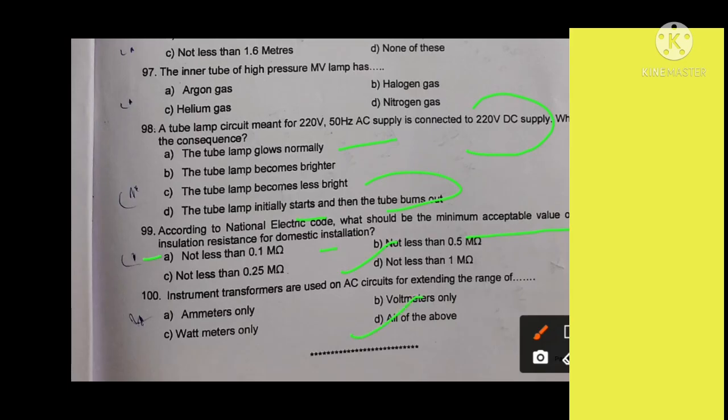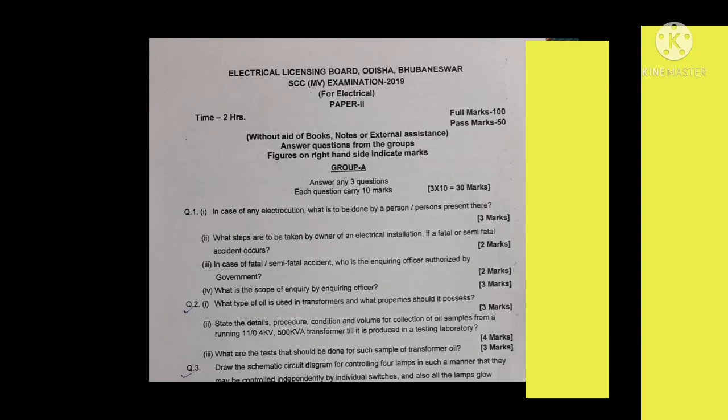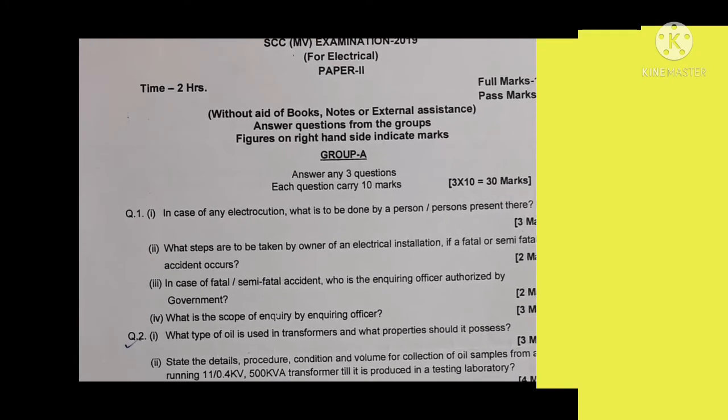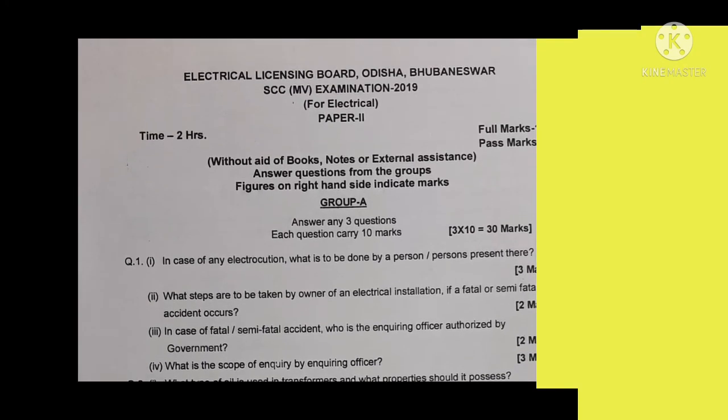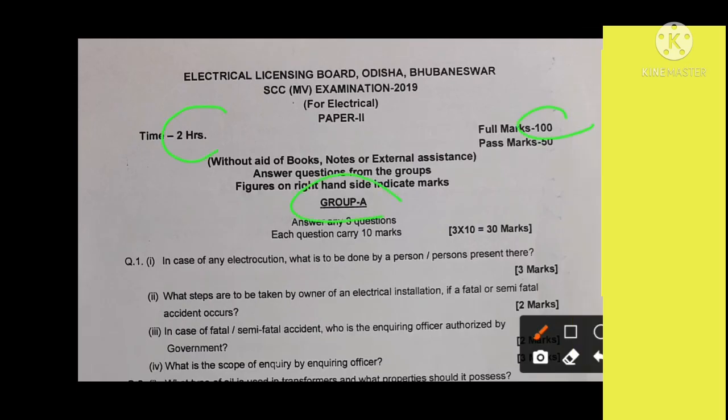So friends, paper 1 is almost complete. Now I will show you the portion of paper 2, not analyzing in detail. Just see how the questions are in paper 2. Full marks is 100 and the time limit is also 2 hours. There are group A and group B. In group A you have to answer any 3 questions.